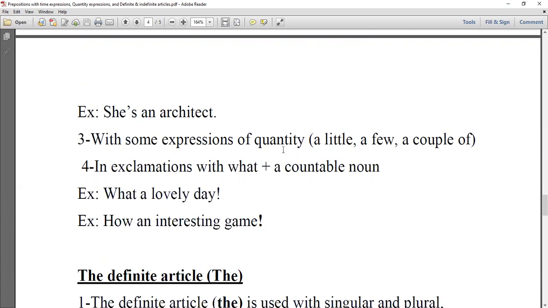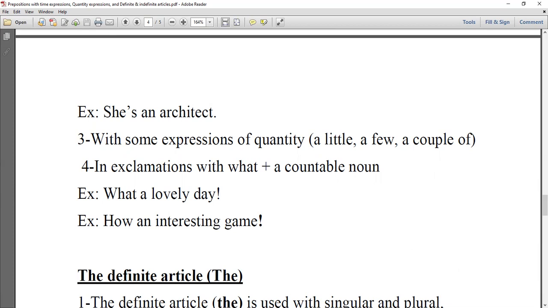ممكن نستخدم ال a وال an مع بعض التعبيرات الكمية مثل a little, a few اللي شرحناها قبل قليل. A couple of. Also we use a or an in exclamations with what and with a countable noun. ممكن نستخدمها في الجمل التعجبية اللي تتكون من what زائدا اسم معدود. What a lovely day. Okay, what a lovely day. What an interesting game. Okay.